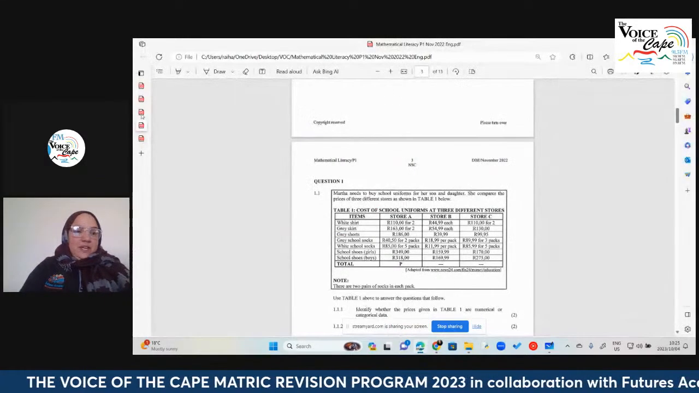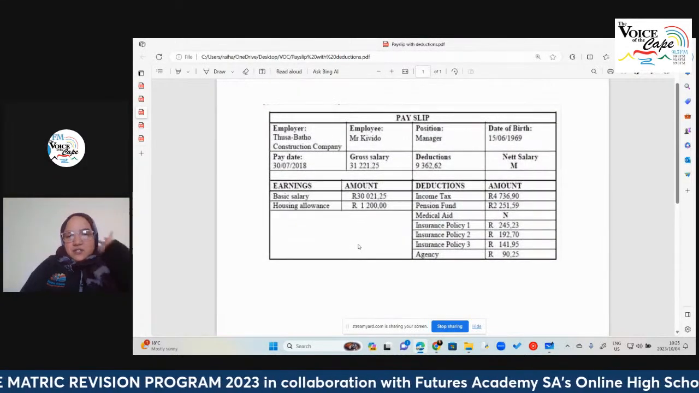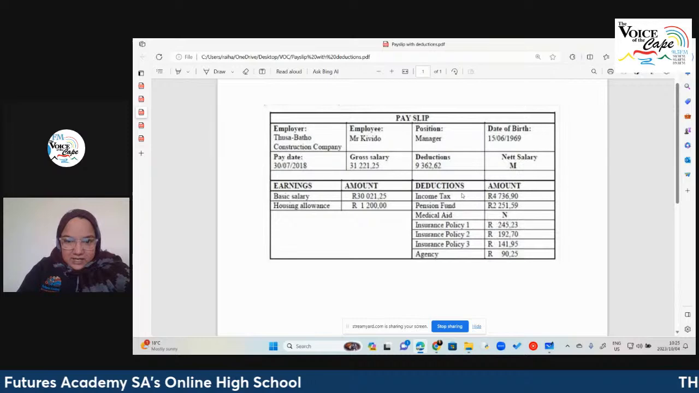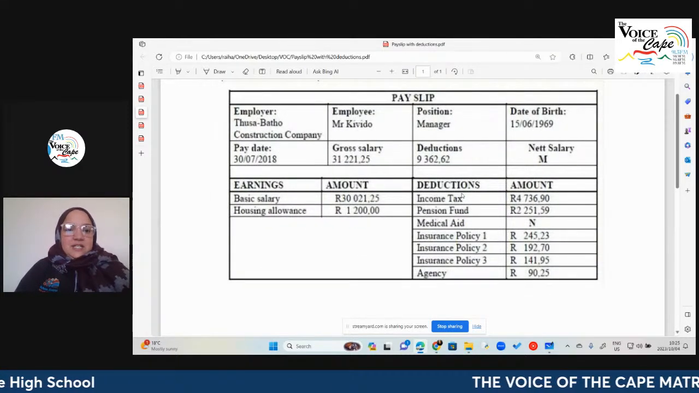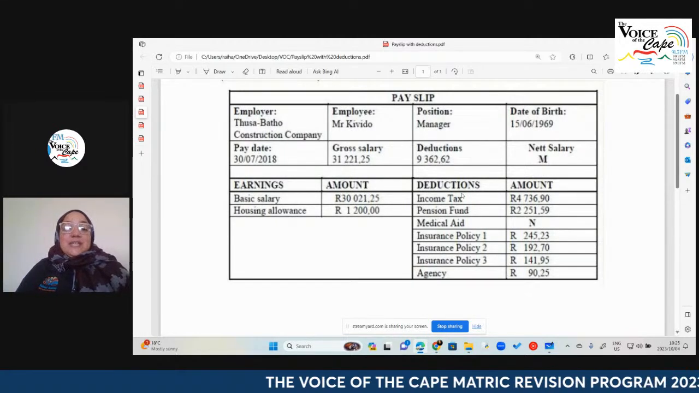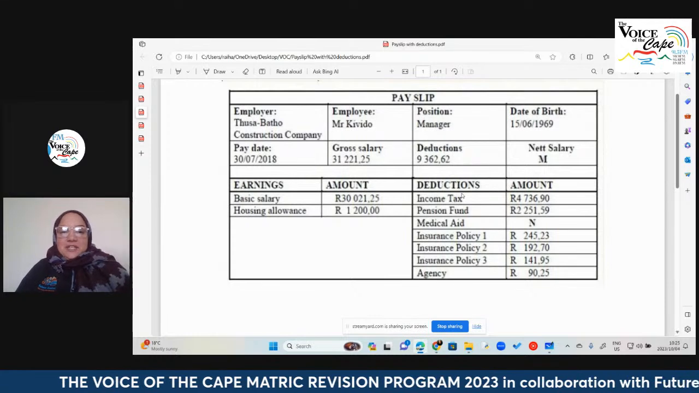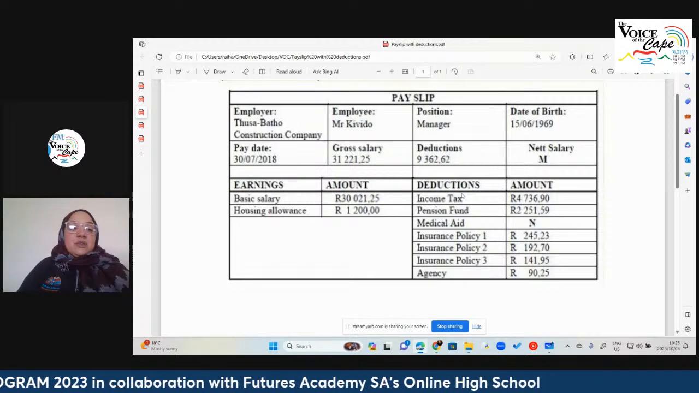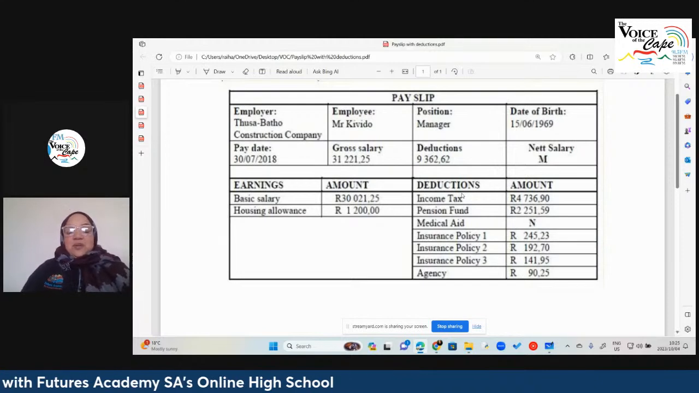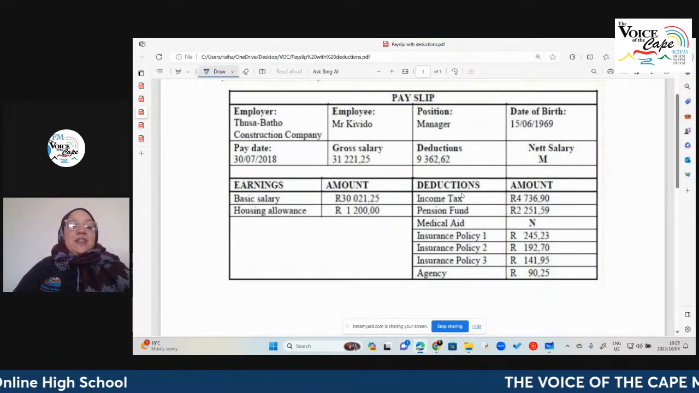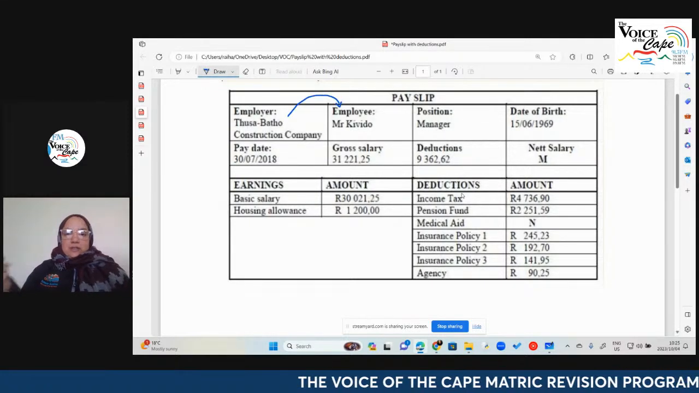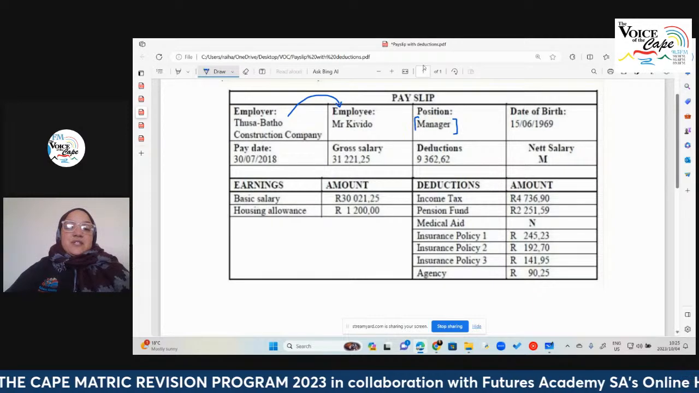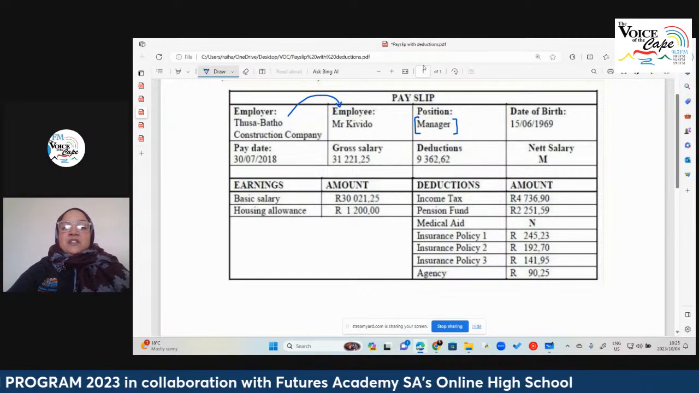So let's go into a payslip and actually have a look at it. This is just from one of the past papers. I'm sorry, this isn't a great copy, but I think you should be able to see it. The employee is the person being employed by the company. So it's Mr. Kivido, and he is being employed by Tusabato Construction Company. So the employer is the one who would be paying the money into Mr. Kivido's account. What else are we seeing here? We can actually tell that he's a manager of this construction company. They give you his date of birth.